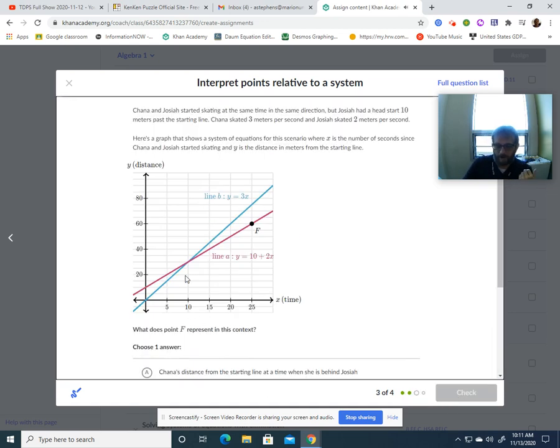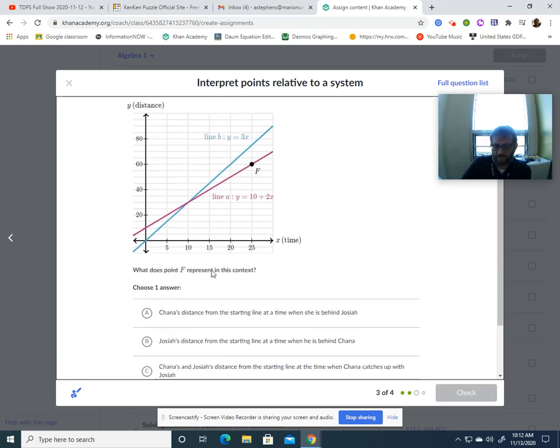All right, again, here we go. You've got an equation about these two people and their driving speeds. One person had a head start of 10, so the red line is this person who was going 2 meters per second but had a 10-meter head start. This line is the person who was trying to catch up, and they were going 3 meters per second. Chana is the 3 meters per second, and Josiah was the one that got the head start. So we want to know what F represents.